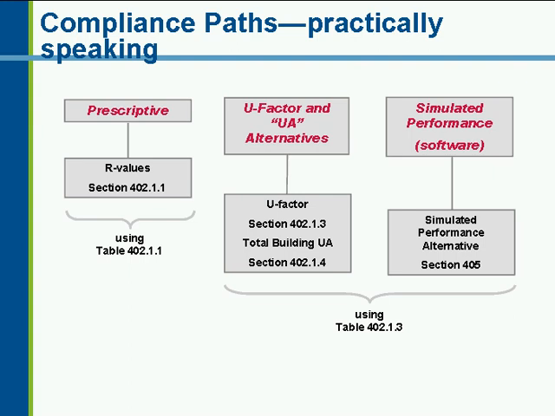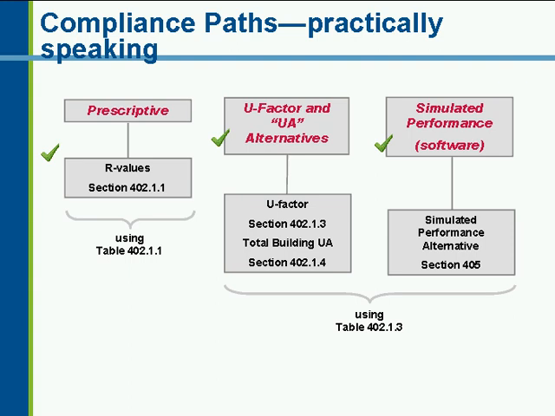In a more practical sense, there are either 2 or 3 approaches to compliance, depending on how you look at it. Looking at it in terms of 3 paths, there's the prescriptive R-value approach over on the left. Then there's a UA path in the middle where you can do simple trade-offs based on UAs, and then a simulated performance path on the far right that involves software.